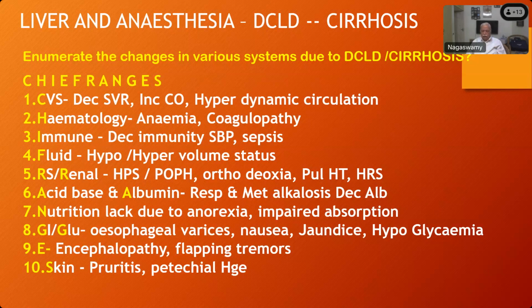This is asked sometimes in the examination. In the viva, they will ask you what the mechanisms of pruritus are. Remember, it can be of central origin or peripheral origin. Central origin because of an increase in opioidergic tone, and peripheral origin because of accumulation of bile salts and acids.